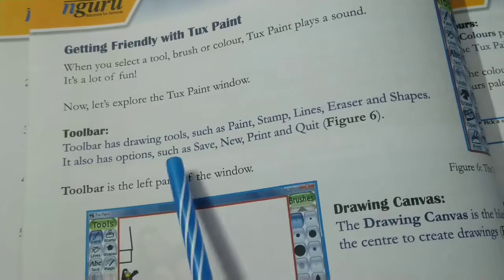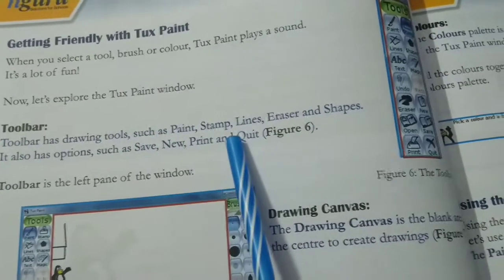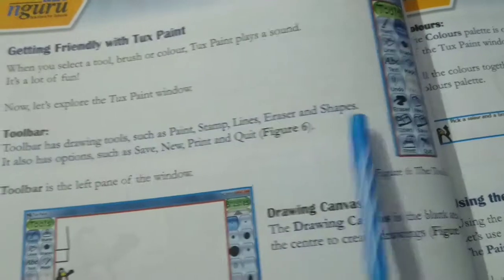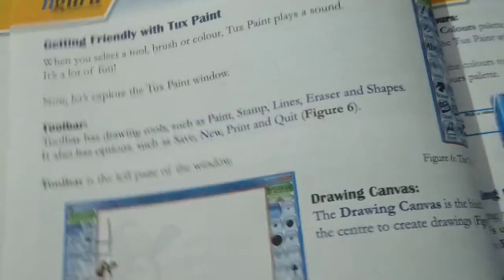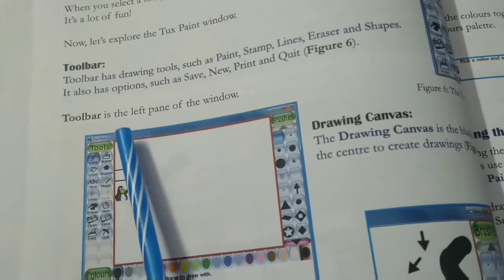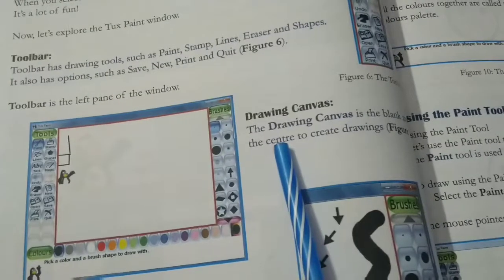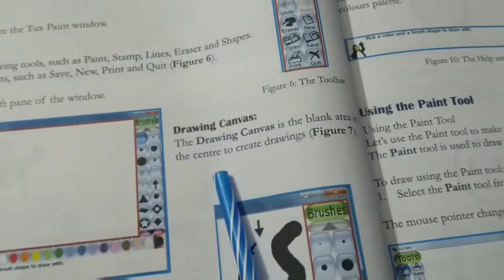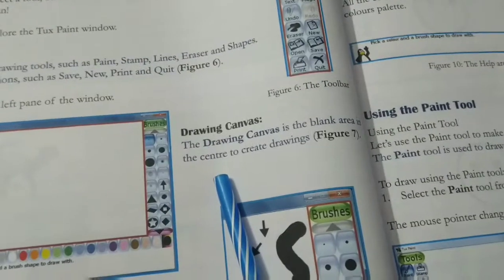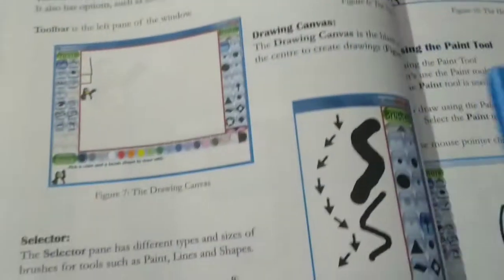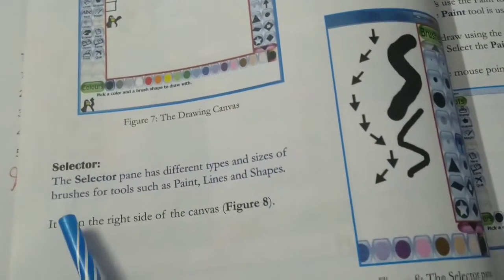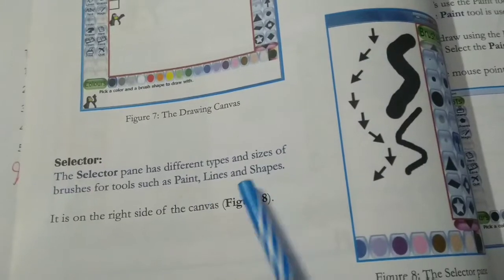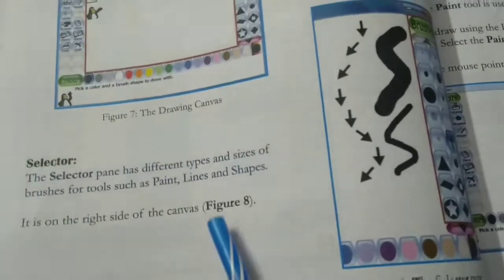Toolbar. The toolbar has drawing tools such as paint, stamp, lines, eraser and shapes. It also has options such as save, new, print and quit. The toolbar is the left pane of the window. Drawing canvas. The drawing canvas is a blank area in the center of the window to create drawings. Selector. The selector pane has different types and sizes of brushes for tools such as paint, lines and shapes. It is on the right side of the canvas, Figure 8.